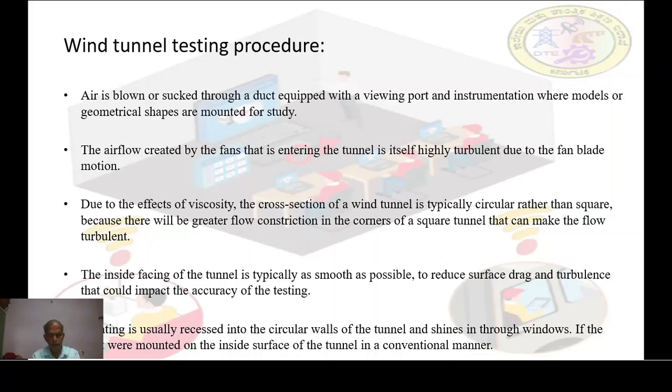Longitudinal lighting is usually recessed into the circular walls for the tunnel and shone in through windows. If the lights were mounted on the inside surface of the tunnel in a conventional manner, the light bulb would cause greater turbulence as the air flows around it.